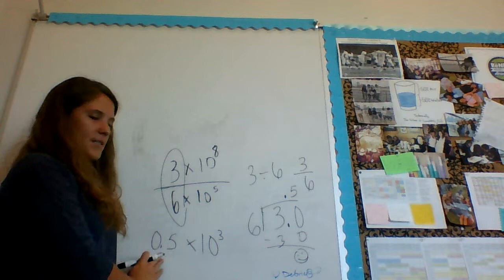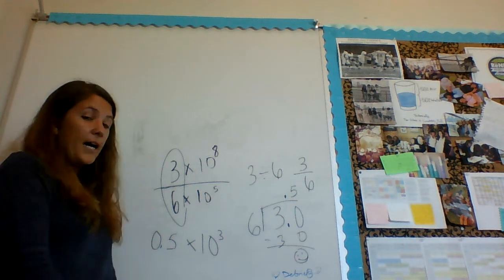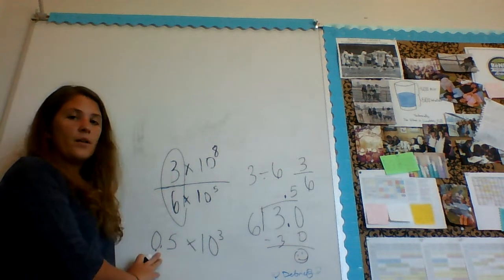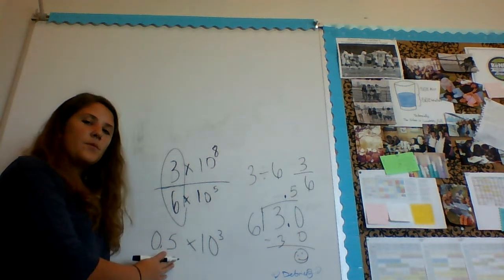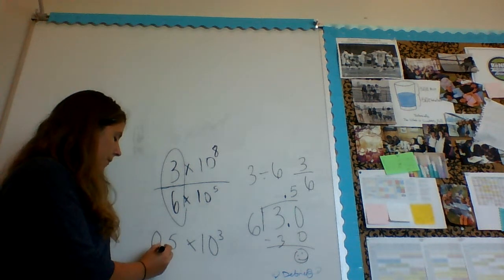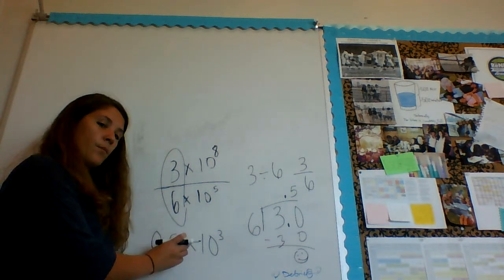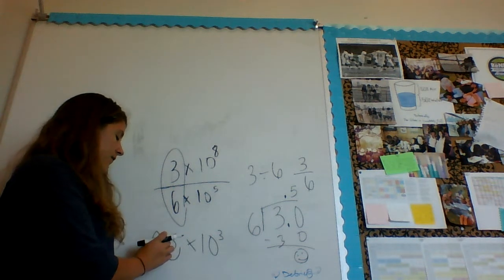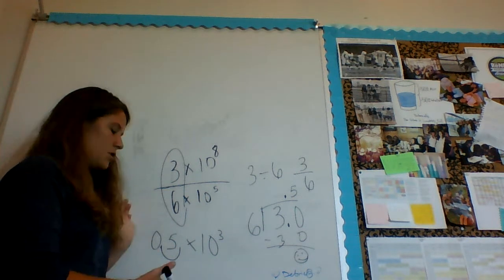Again, we need to check. Does this look good? Is it in scientific notation? Oh my goodness, it is not in scientific notation because this number is not between 1 and 9. How do I make this number between 1 and 9? I need the decimal point to be in a different spot. I'm going to move my decimal point over one time. I'm going to make this number bigger by times 10. If I made this number bigger by times 10, I still need to keep it the same value. I can't just change it.